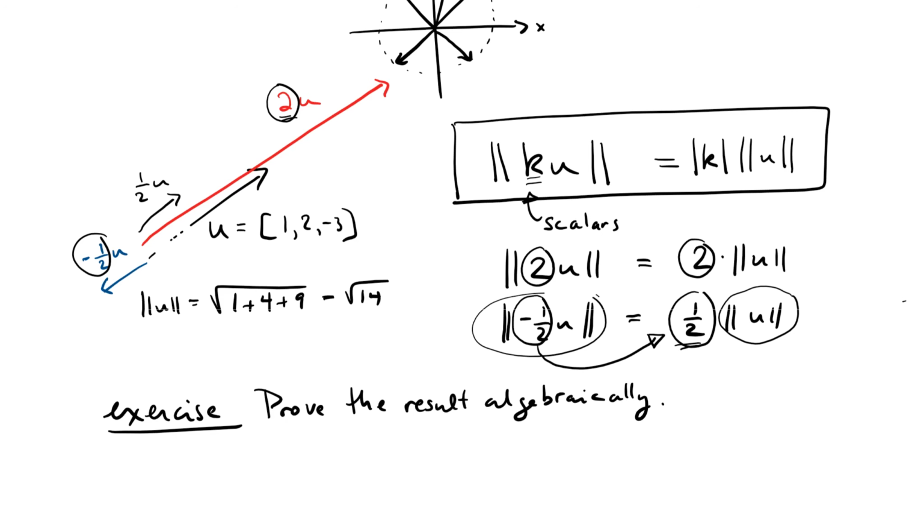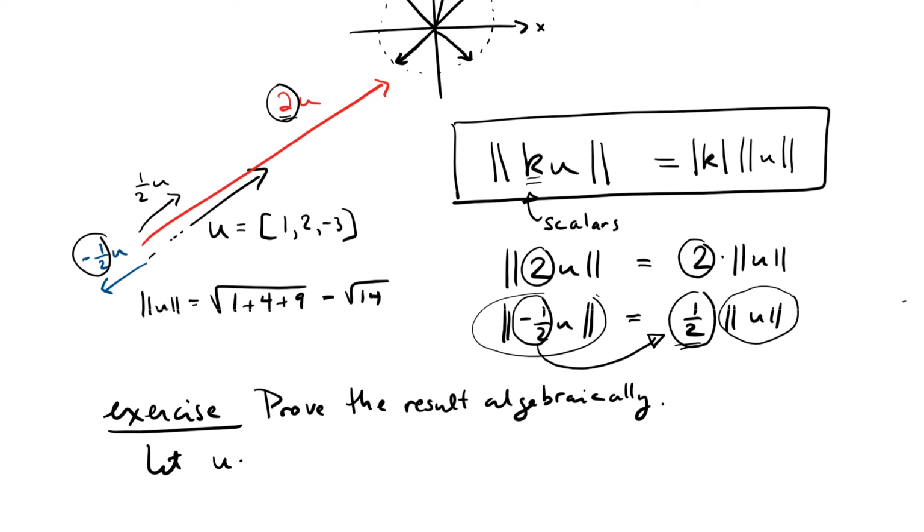So can you come up with a proof of this result independently of how many coordinates there are for u? Actually, here we're in 3-space because I used 3 coordinates for u: 1, 2, and -3. But regardless, I'm telling you this result works in any space. Try to prove this. Maybe start your proof like this.